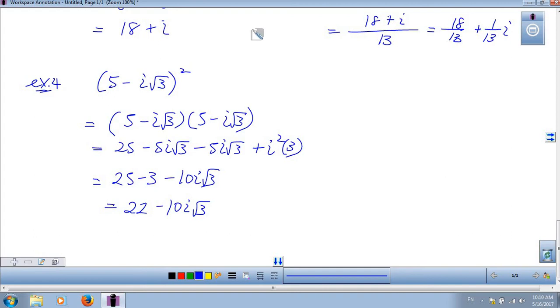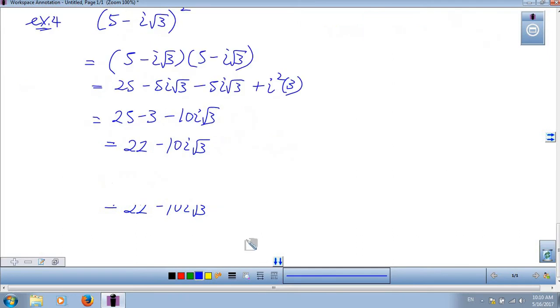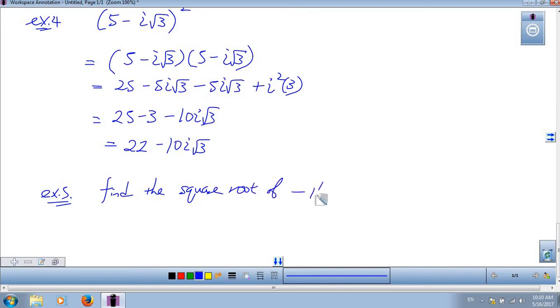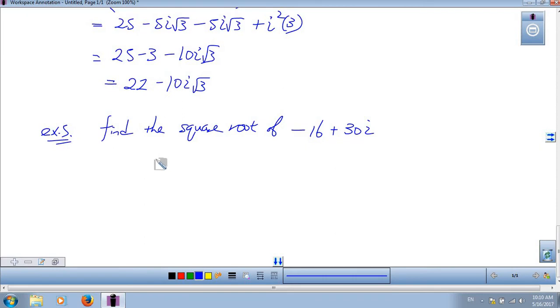All right, now, how do we find the square root of a complex number in rectangular form? Let's go ahead and try this. We want to find the square root of negative 16 plus 30i. So how do we do that? Well, what this means is we have a number a plus bi whose quantity squared is going to be equal to negative 16 plus 30i, right?